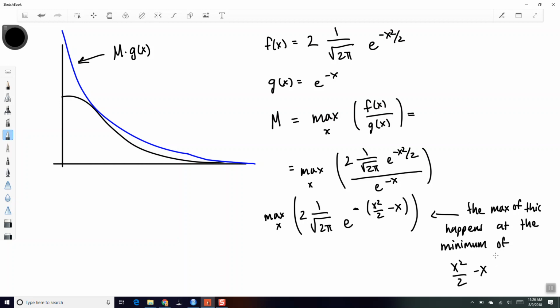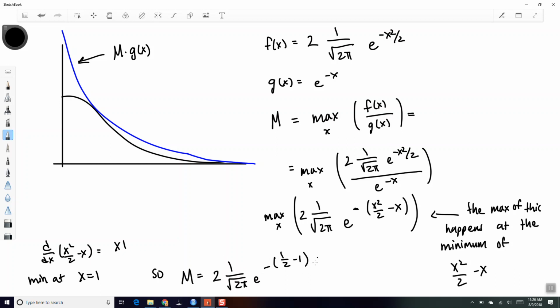Right? So if I just do d dx of x squared over 2 minus x, this gives me x minus 1. So our minimum happens at x equals 1. So m is going to be equal to just plugging 1 into here, which is on the order of 1.32. Okay, so that will be the value of m that I use here.